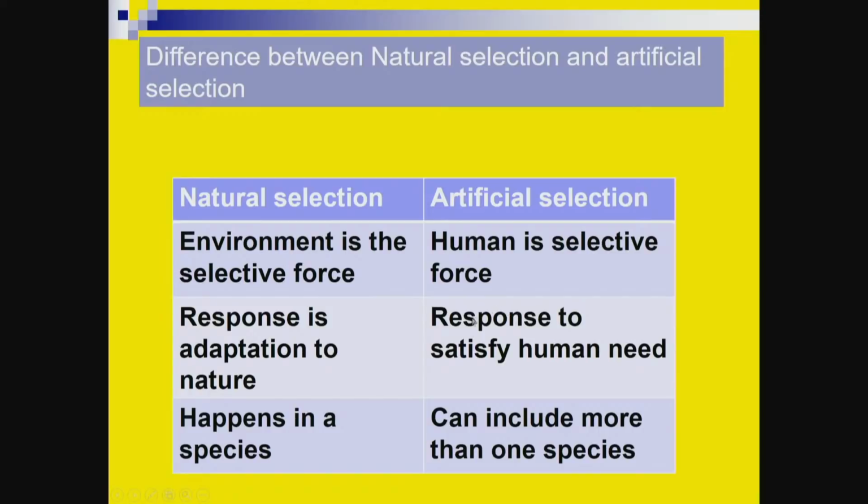And this one is a response to satisfy human need. Artificial selection includes more than one species, and it happens in a species. In this case, I just want to emphasize the fact there was always a difference, like natural selection is a long process and artificial selection is a short process.